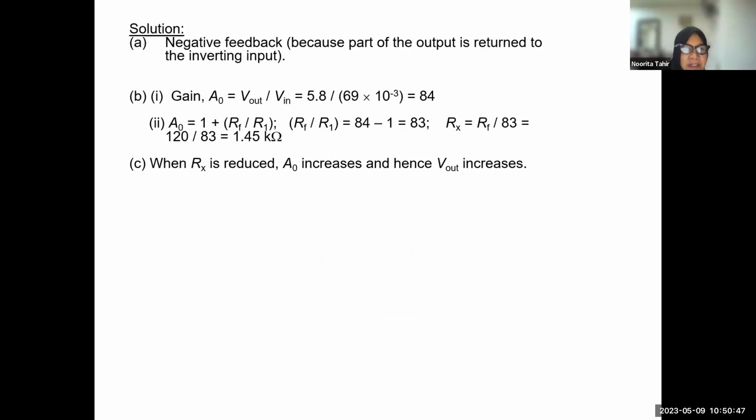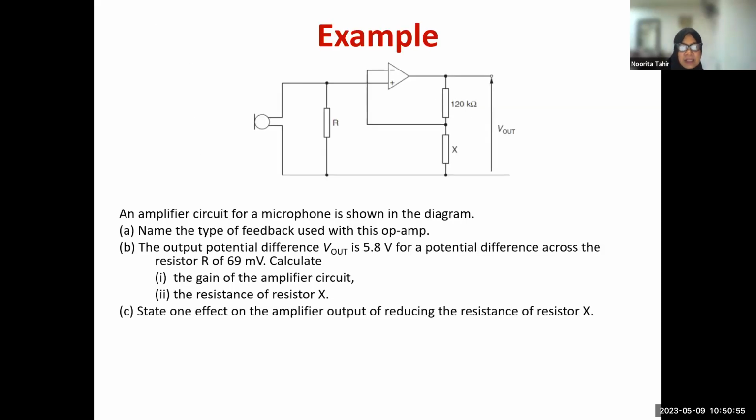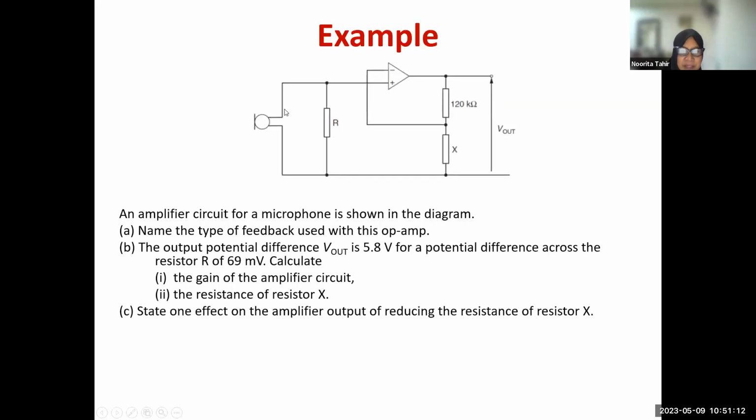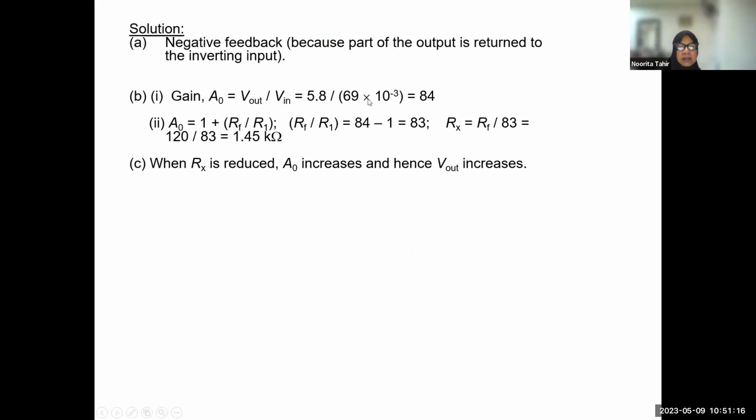Okay, so let's look at the solution. It is a negative feedback configuration. Why? Because the output is returned to the inverting input. We look here, the output is fed back to the inverting input, so it is an inverting amplifier configuration. So we know gain is V out over V in. We are given V out as 5.8 volt and V in as 69 millivolt. So we have the gain as 84.